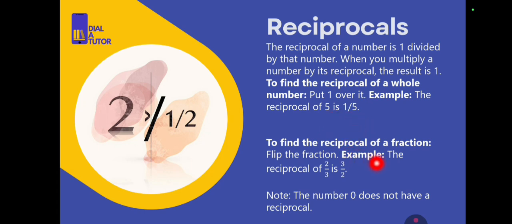To find the reciprocal of a fraction, you flip the fraction. For example, the reciprocal of 2/3 is 3/2. And hence, if you multiply 2/3 by 3/2, you will see that the answer is 1. Please do take note that 0 does not have a reciprocal. We will talk more about reciprocals in the videos to be added in the library.